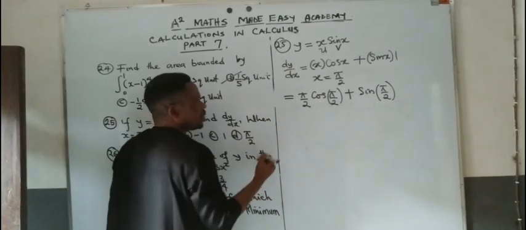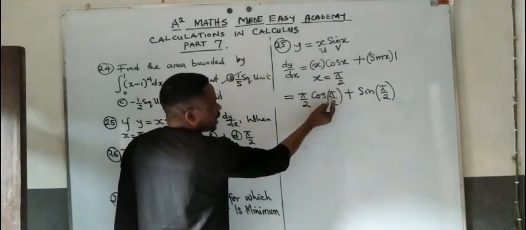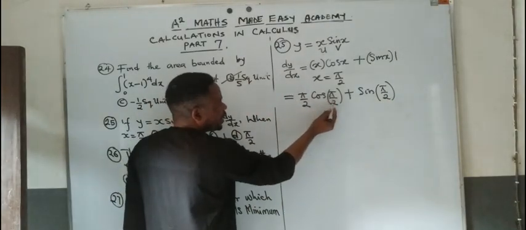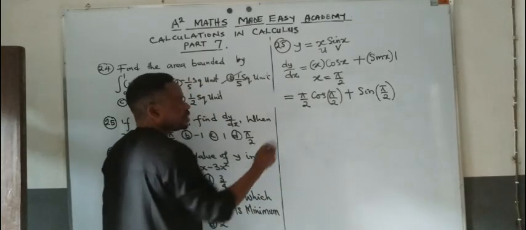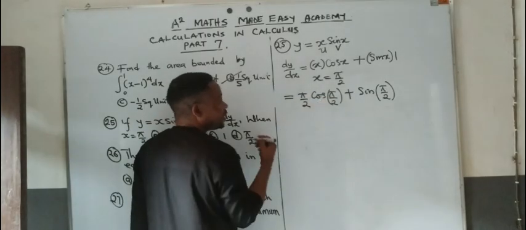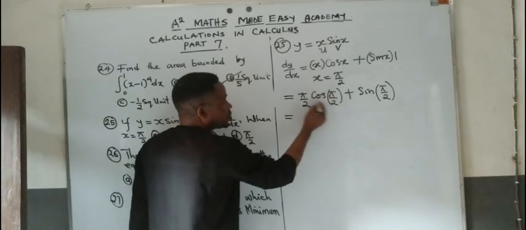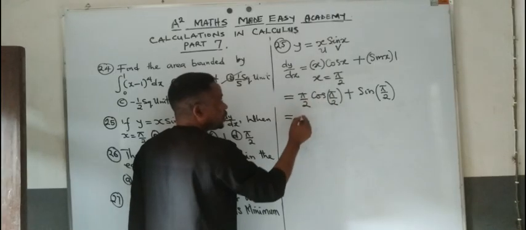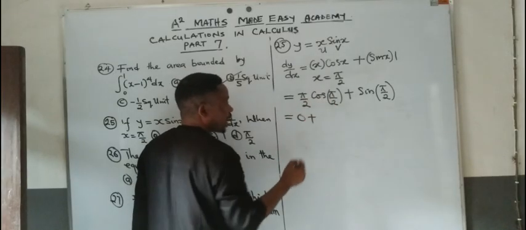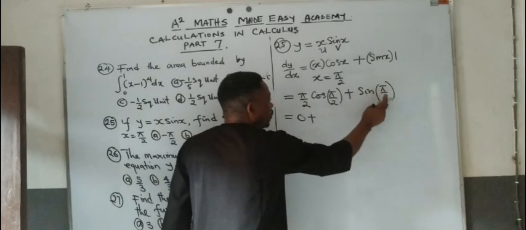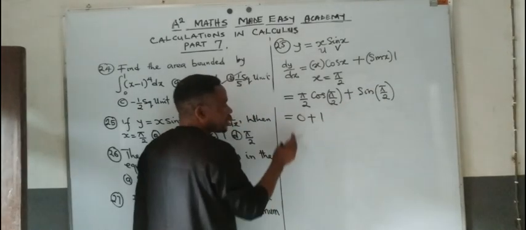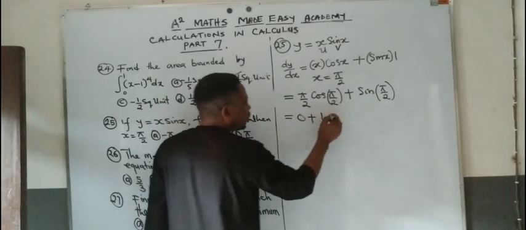Now be careful. This pi I said is 180, and 180 over 2 will give you 90. So if you punch cos 90, it is 0. So I will have here as 0 already. Now 0 times pi over 2 is already 0. Then plus, are you with me? Then sine pi over 2 is always 1. Can you see that now 0 plus 1 will give you 1?